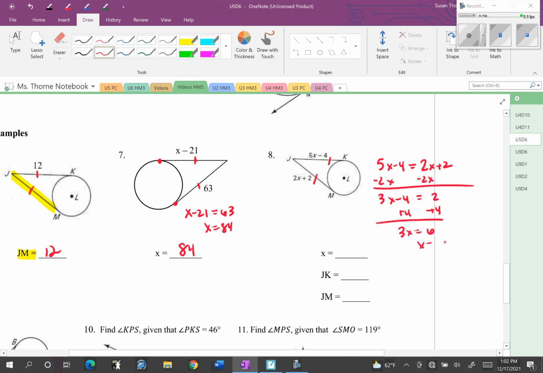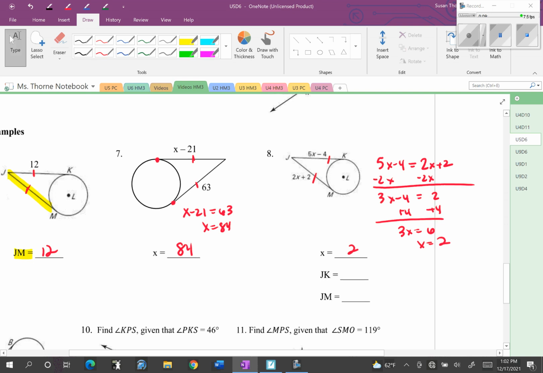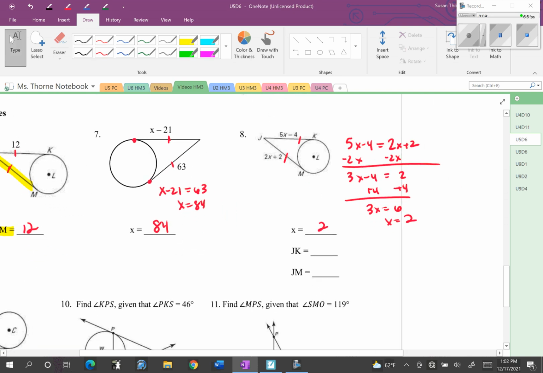And when you solve for x, you get 2. So now that we know x is 2, we want to find JK. So JK is this length right here. So we have 5 times 2 minus 4, which of course is 10 minus 4, which means this is 6. And JM also has to be equal to 6 because they are equal to each other. And you could always just double check. 2 times 2 plus 2 will give us 4 plus 2, which of course is 6.